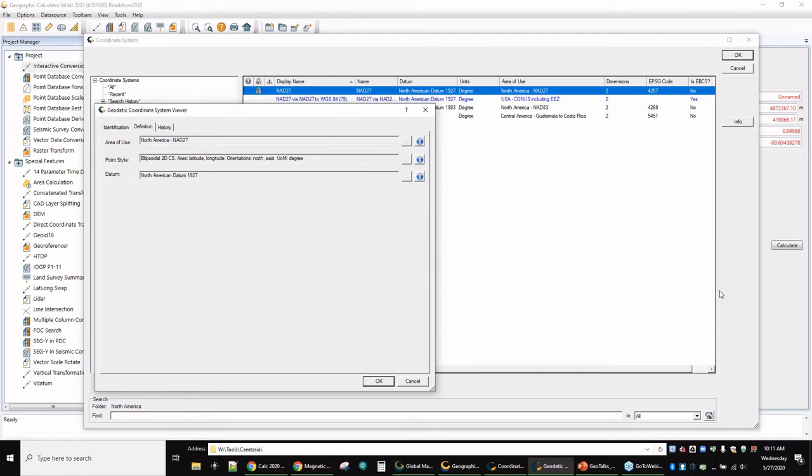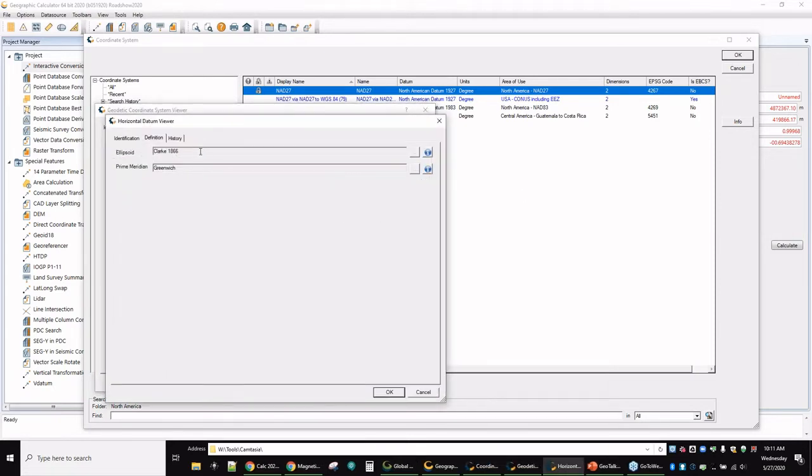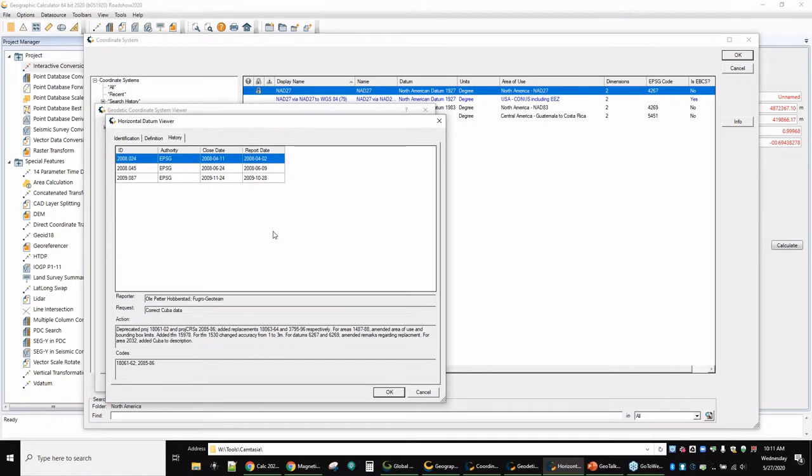This is one of the things a lot of new folks like about using the application, is that any parameter that you've got in here, you can crack open, such as the datum. We see it's on the Clark 1866 ellipsoid. The prime meridian is Greenwich. You can get history information about where those parameters have come along from the EPSG database.